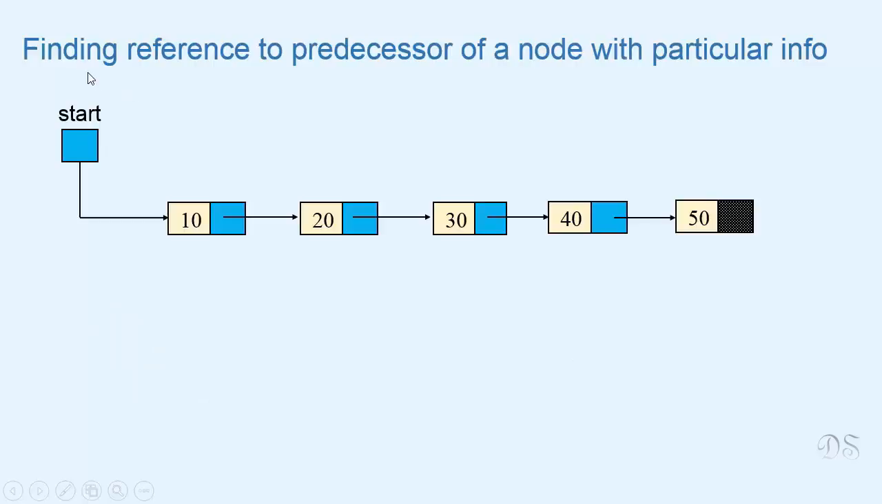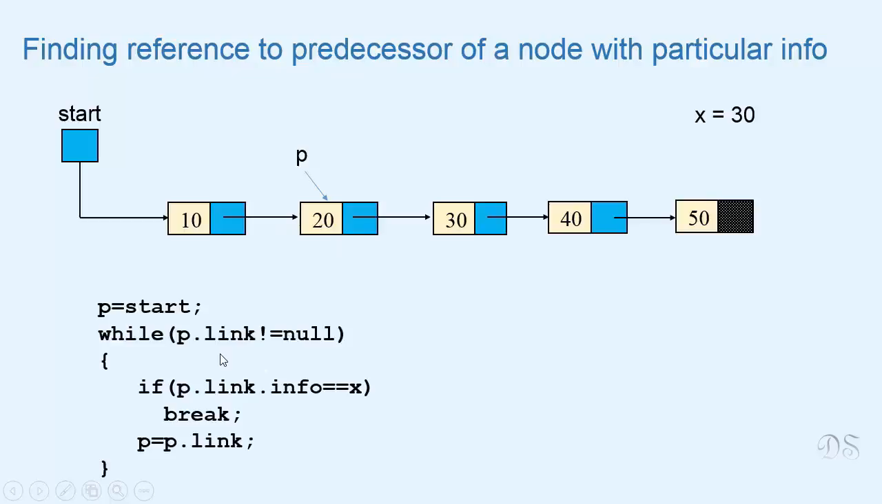Now we'll see how we can find reference to predecessor of a node with particular info. Suppose we are given this value x and we have to find reference to predecessor of the node that contains x. If value of x is 30, then in this list we have to find reference to this node, because this is the node that contains 30 and this is the predecessor of this node. This is the code that will give us reference to predecessor of the node that contains x.